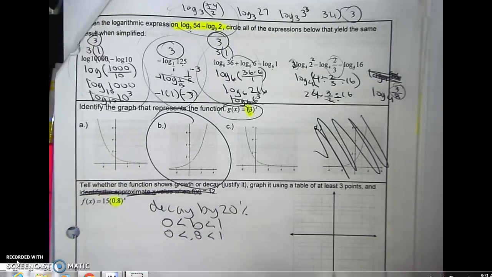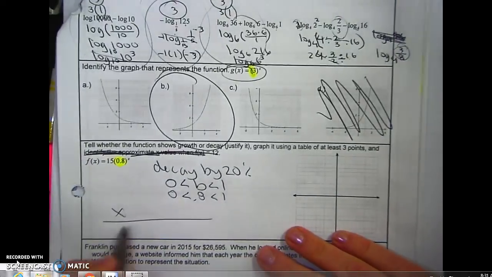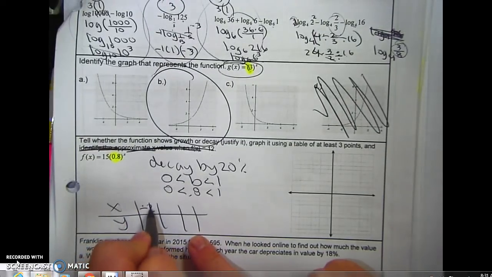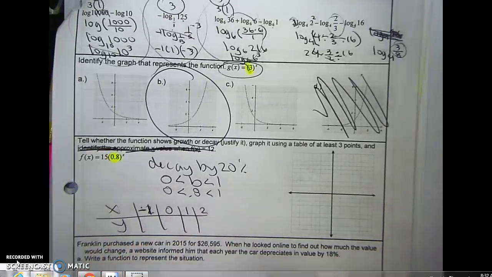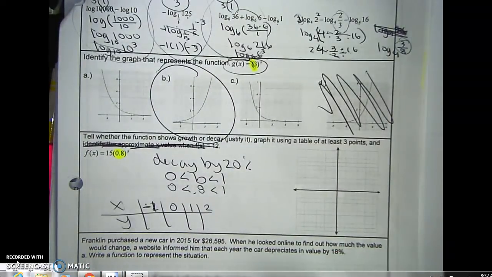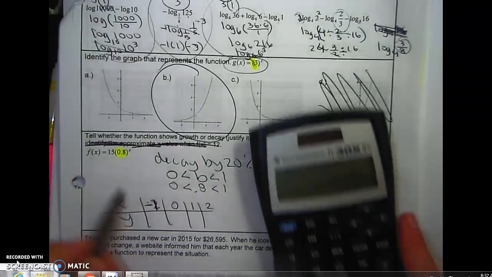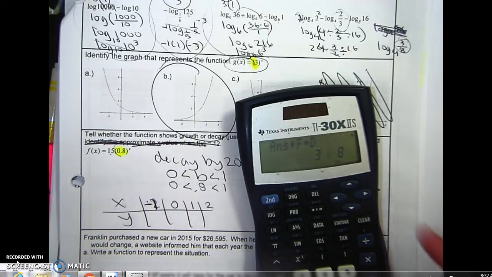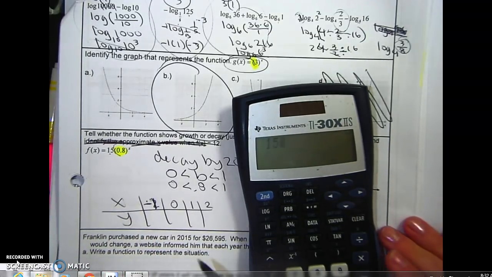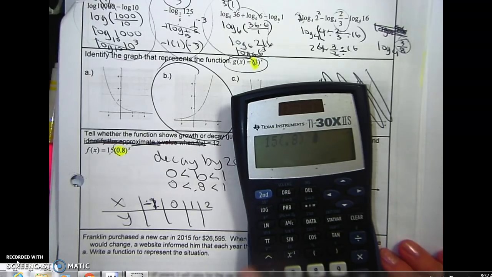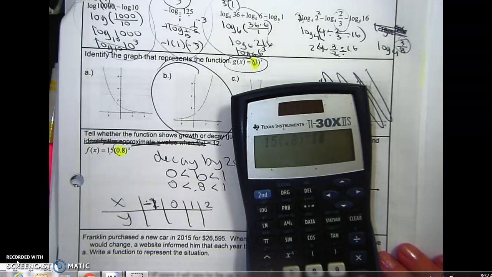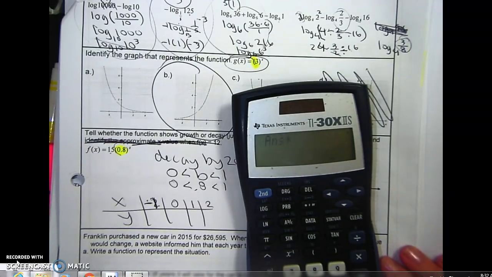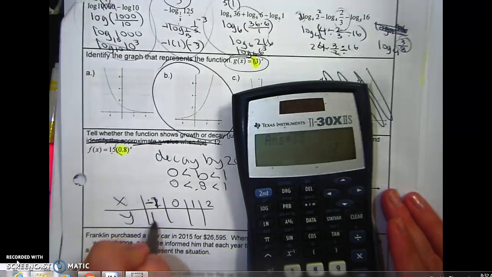Okay. And then I want you to find at least 3 points. It doesn't matter, but I would go negative, maybe just -1, just to get the shape of it. Remember, I don't want a line, I don't want a squiggle. So I'll start with -1. So I'm going to go in my calculator, 15 parentheses 0.8 to the negative first power. So 15 parentheses 0.8 to the 1. Let me make sure that works out to the same thing as. Perfect, it worked out. And I get 12.